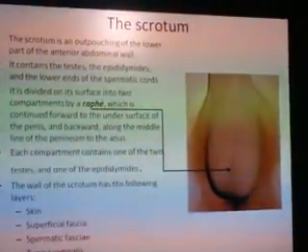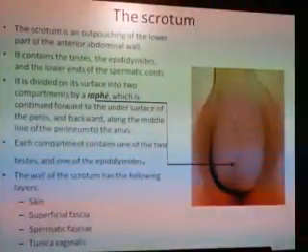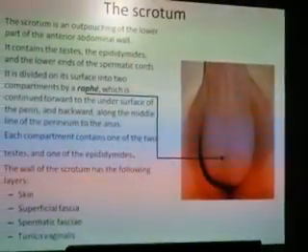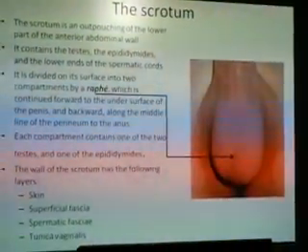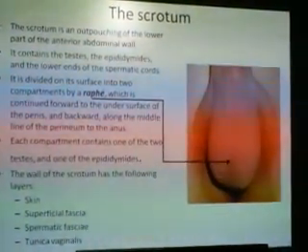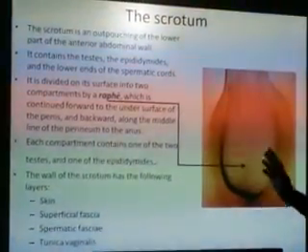Next layer is the external spermatic fascia, and then you have the cremasteric fascia, and then you have the internal spermatic fascia. And the deep layer, which is the same as the peritoneum of the anterior abdominal wall, is the tunica vaginalis, which even covers your testis also. So these are the 7 layers which form the scrotum.